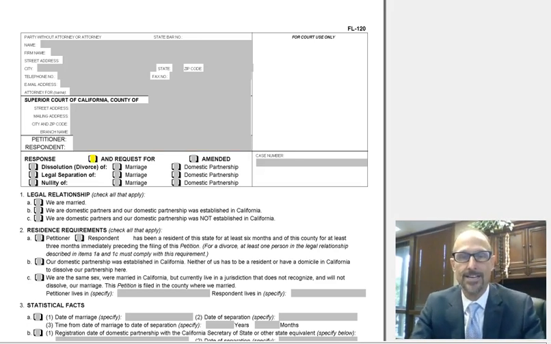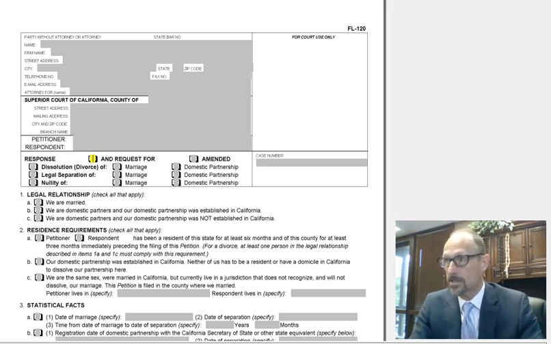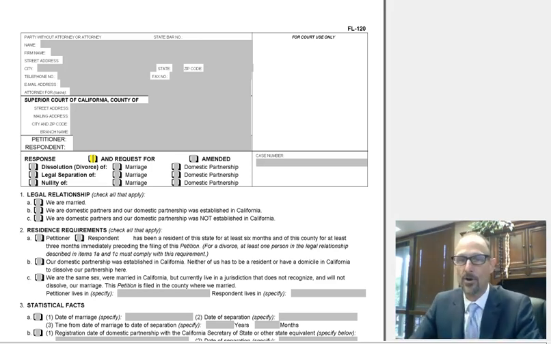The next line is the box where it says response, and there's a little check mark possible where it says and request for. So if you're also asking for a divorce or a legal separation or a nullity, then you can put that. And by the way, I did skip over this.